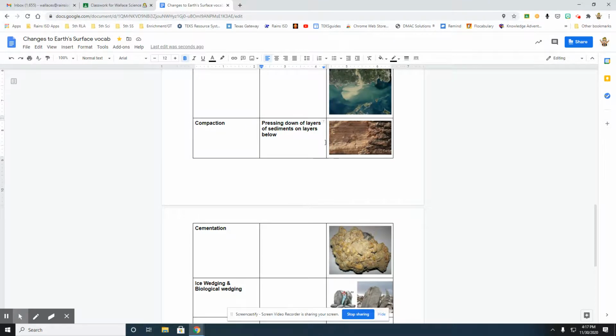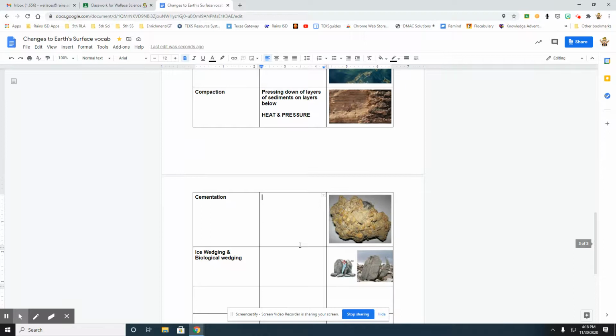When you have compaction, it's going to give you heat. This is going to be critical when we talk about fossil fuels, heat and pressure. So these layers deep down in the earth are going to experience a lot of pressure and also a lot of heat. So when we compact things, we're pressing those down, okay? So when we talk about the formation of sedimentary rocks, we'll talk more about compaction. When we talk about fossil fuels, okay, we'll talk more about compaction.